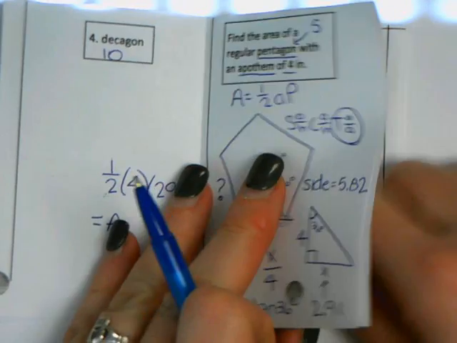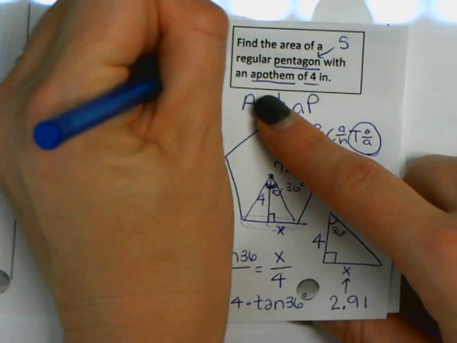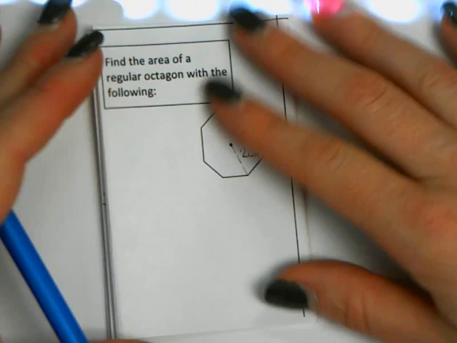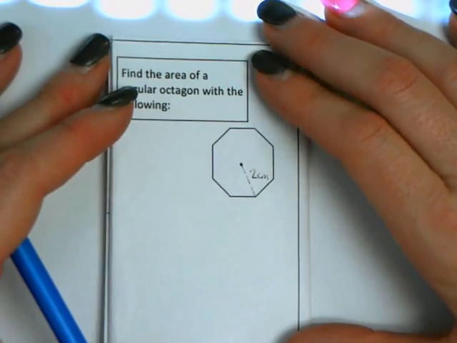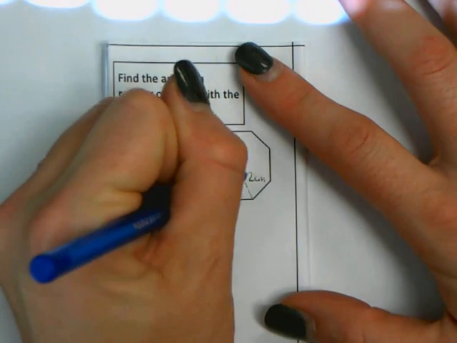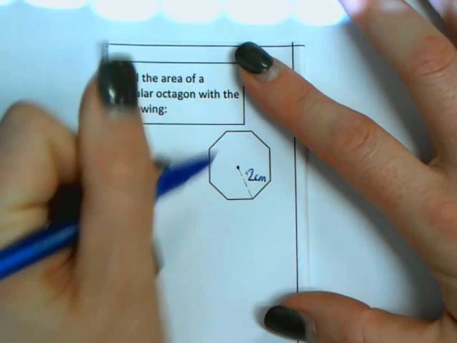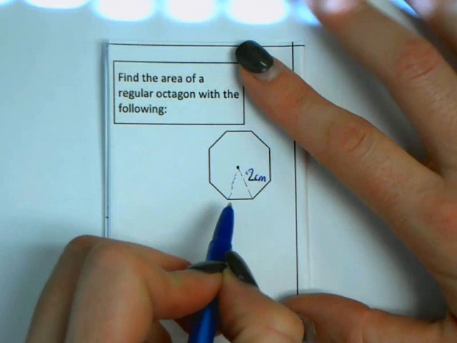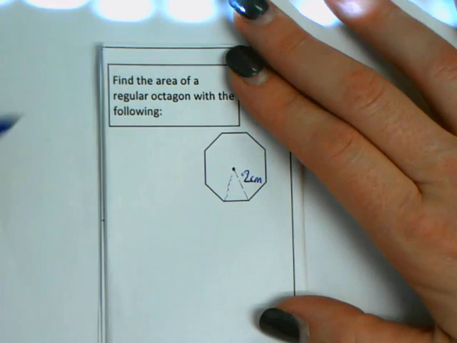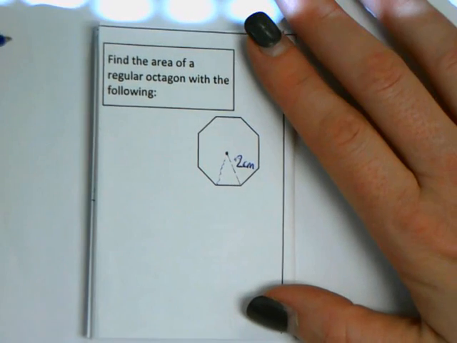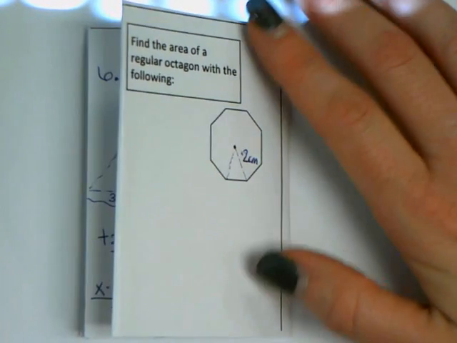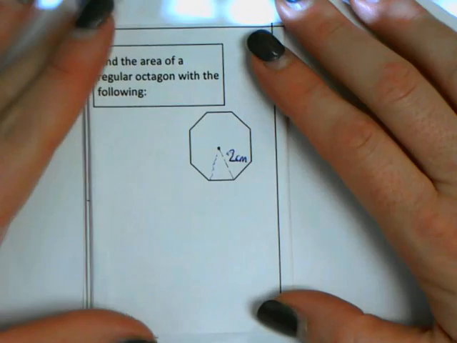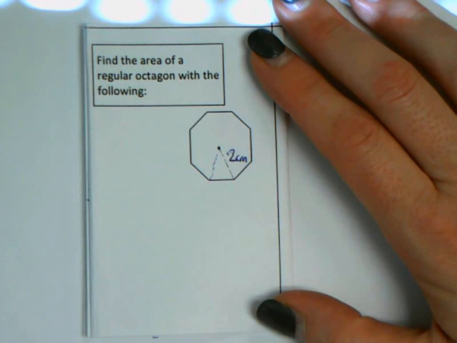All right, on your own, I want you to try this one. So this would be problem number 6. Number 7, you have the apothem, so it's going to match problem number 5 on this side. And then on the back, you have something a little different. So here's your challenge problem. This time you have 2 centimeters, and it's not the apothem, and it's not the side length. So it's kind of like having the hypotenuse of that inner triangle. So I can't wait to see what you come up with.